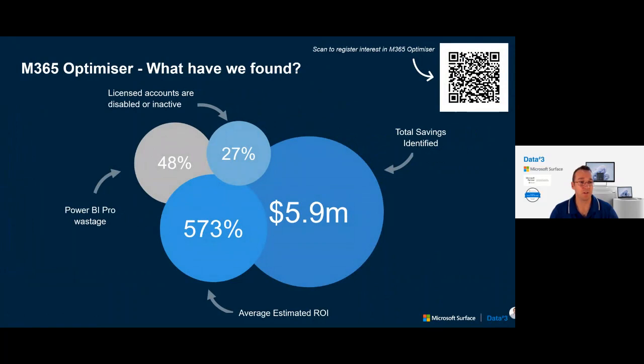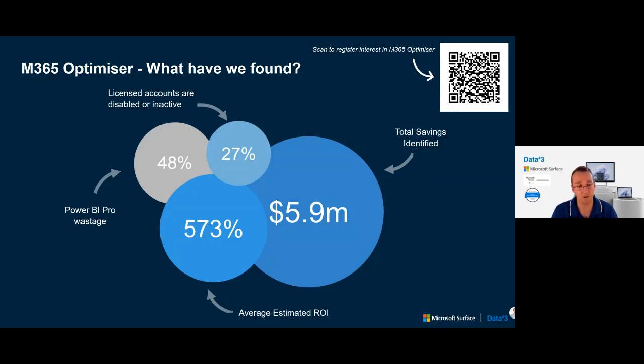So we have a service that we provide called M365 Optimizer, and here's some statistics that we found across our customer base that we thought might be of interest before we move on to modernizing endpoints with Sam. We found that 27% of licensed accounts are either disabled or inactive. So there's a lot of wastage there with licenses assigned to those accounts. And by inactive, we mean they haven't used M365 services within 30 days.